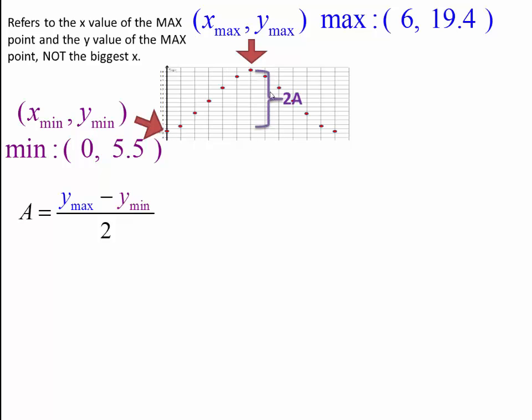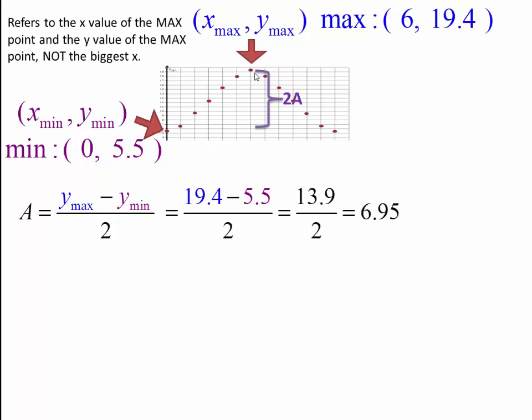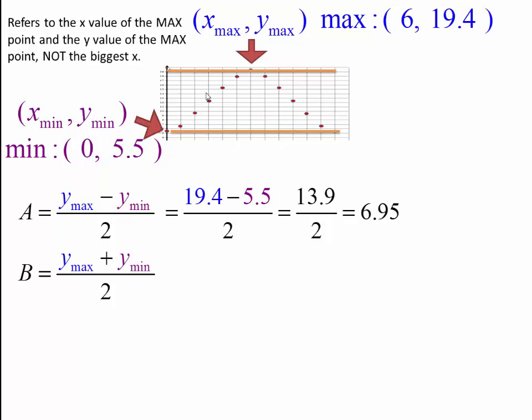That gap is twice a. So if I divide that by 2, I get the actual a above and below the line. Now I need b. B is where my midline is. This is what the whole function has been shifted up as a new central axis.